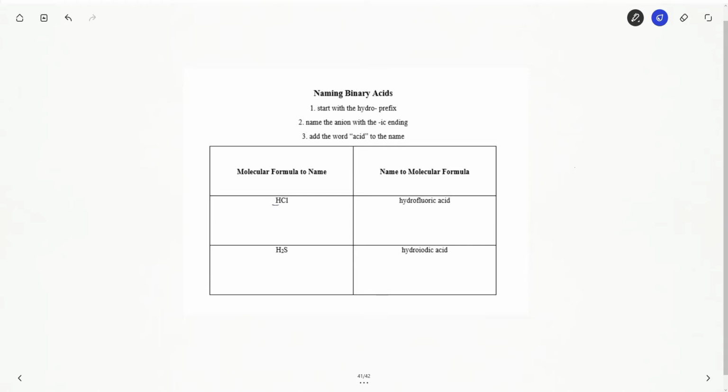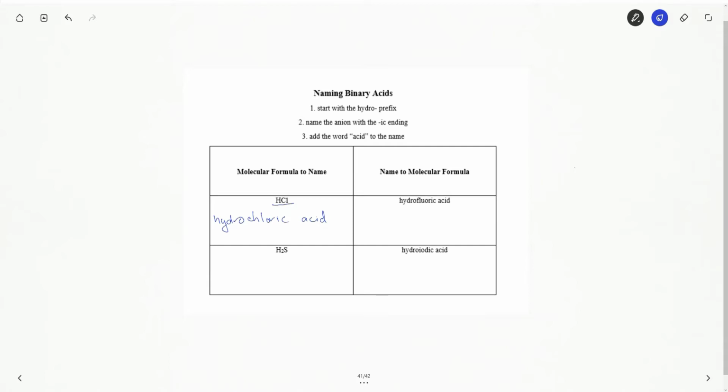We can see my first compound here is HCl. Again, it is a binary acid because it is simply hydrogen and chlorine. There are only two elements here. So I will start with my hydro prefix. Now I'm going to name the anion with the ic ending. My anion is chlorine. That will become chloric. And then of course my last rule just tells me to add the word acid to the end. HCl, you guys are probably familiar with this acid, is simply hydrochloric acid.